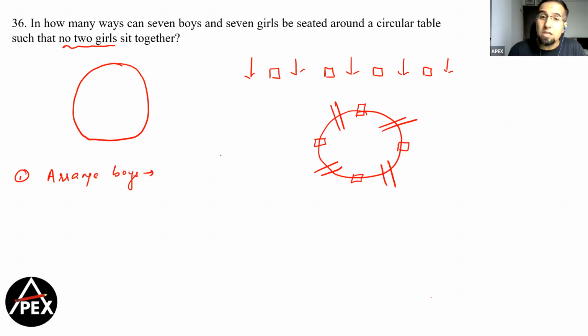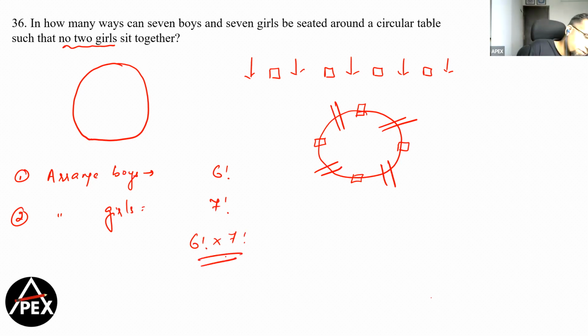Now, 7 boys in circular manner. Can I say 6 factorial ways? Yes, no, yes, no, yes, no. Now, if I'm arranging 7 boys, the number of places created will be 7 only here. If the number of places created will be 7, in how many ways can we arrange girls in 7 places? 7 girls in 7 places will be 7 factorial. So your answer for this question is 6 factorial into 7 factorial. Clear, guys?